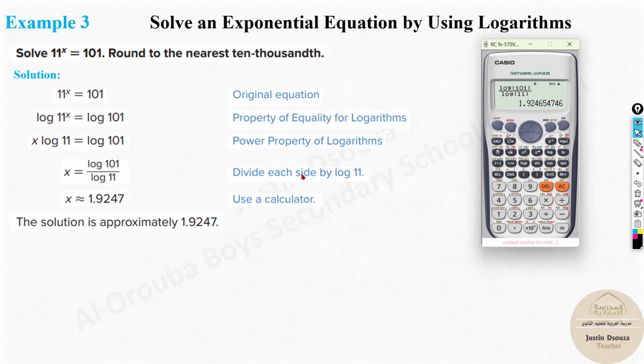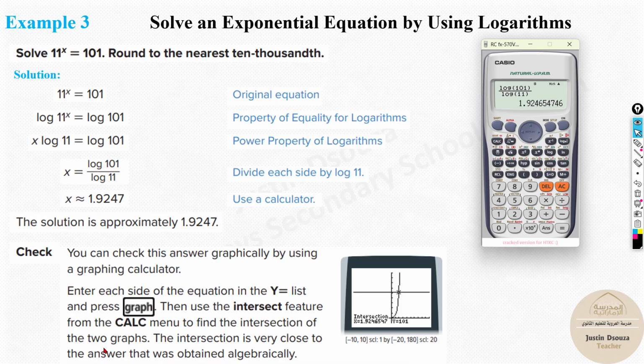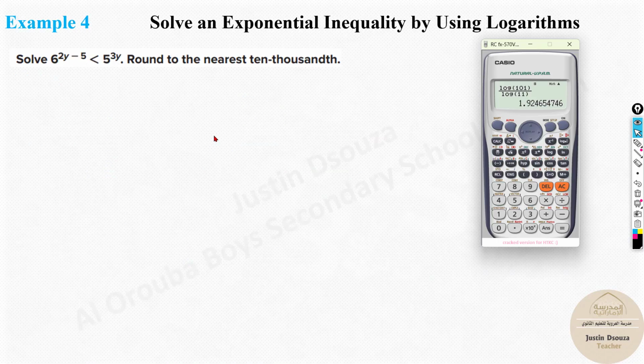It's the same answer. So this is how we solve this problem, and then you can check by using a graphing calculator, which we do not have, but this is more than enough for the answer. Now here you have an inequality. So in this case, you need to know the normal solving. How do we solve this?